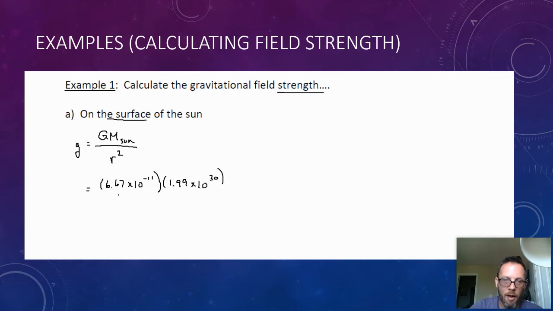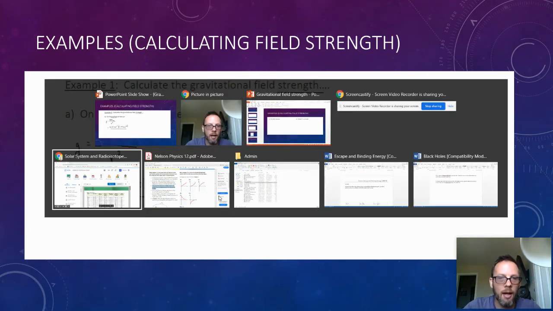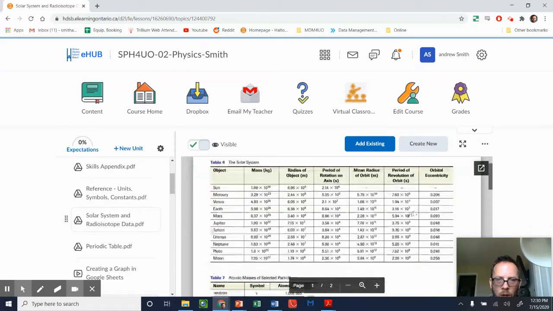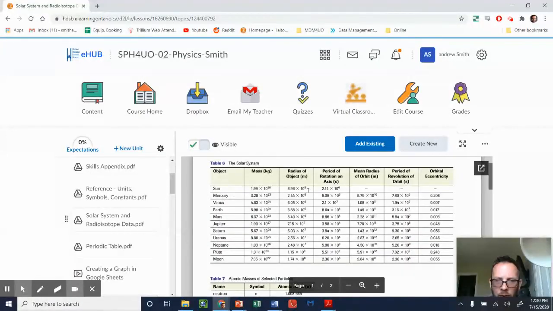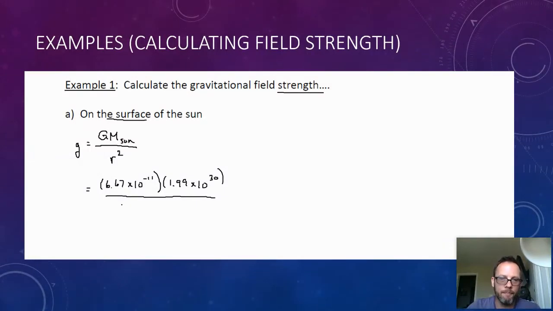I use that one enough that I have it memorized. Radius of the sun, not so much, so I have it up here. Radius of object, 6.96 times 10 to the 8. We're in kilograms, we're in meters, so we are going to get our final answer in SI units.